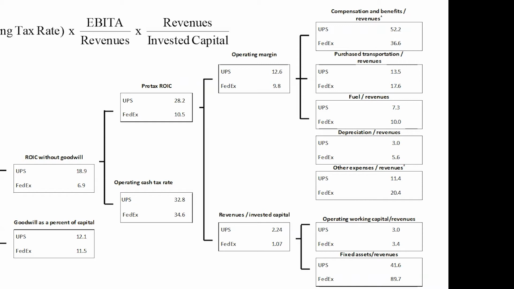And then if we look at other expenses, we see that, again, FedEx has other expenses that are almost double what UPS has. And these other expenses include things like airplane leases and landing fees and associated airport costs. Both of these companies run huge air fleets because they do a lot of overnight and across-the-world shipping.